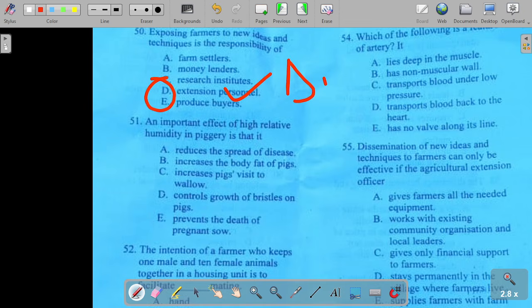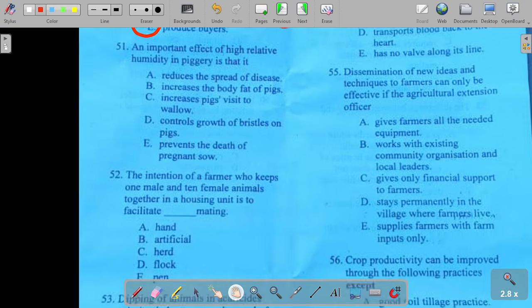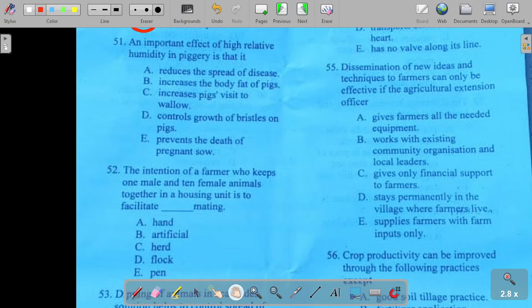D. 51. The important effect of high relative humidity in piggery is that it reduces spread of disease, no. Increases body fat of pigs, increases pig visit, no. Let's go with the B. I'm not too sure, you can check that out.